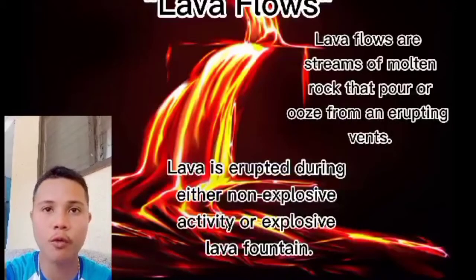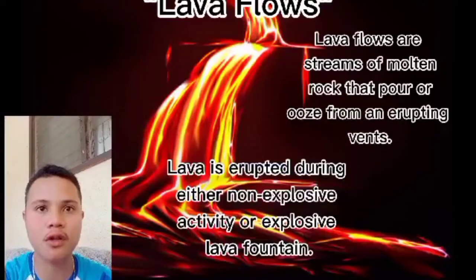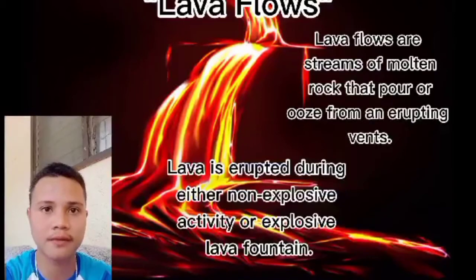And now, we proceed to the lava flows. Lava flows are streams of molten rock that pour or ooze from an erupting vent. Lava is erupted during either non-explosive activity or explosive lava fountaining. The speed at which lava moves across the ground depends on several factors.